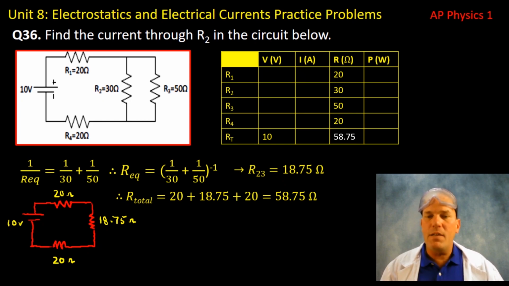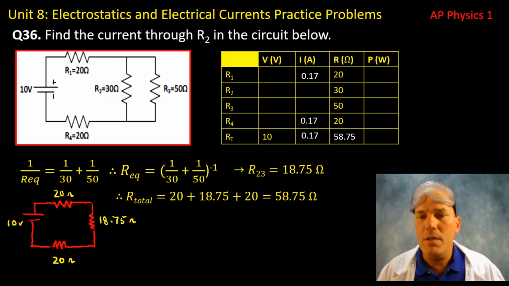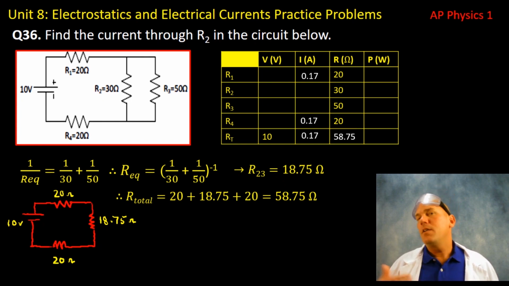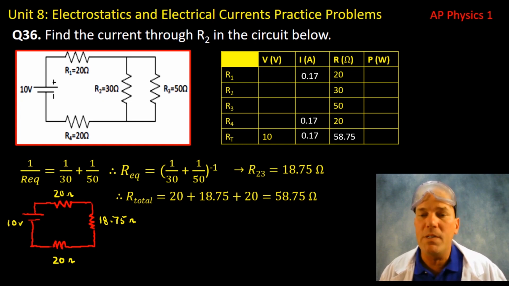That is less than 50. So that value makes sense for that portion of the circuit. Now we have enough information where we can find the total current. So 10 divided by 58.75 is equal to 0.17.